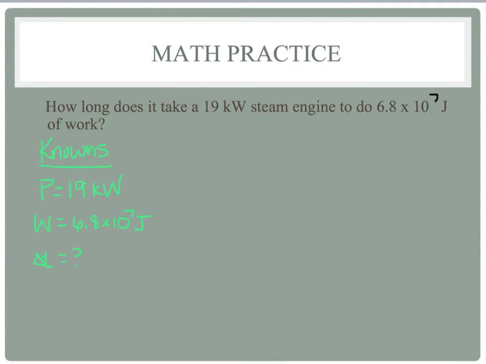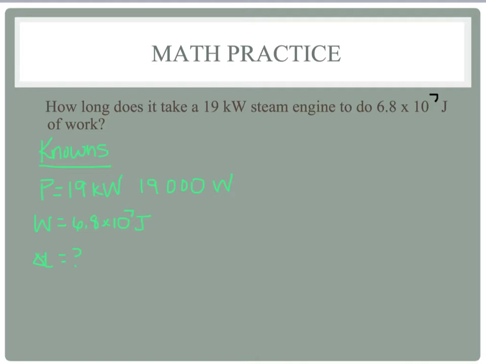So let's do an example now. In this example here, it asks, how long does it take a 19 kilowatt steam engine to do 6.8 times 10 to the 7 joules of work? So what we know is that the power is 19 kilowatts, which we can rewrite as 19,000 watts. We know the work, and we're asked to find the time.